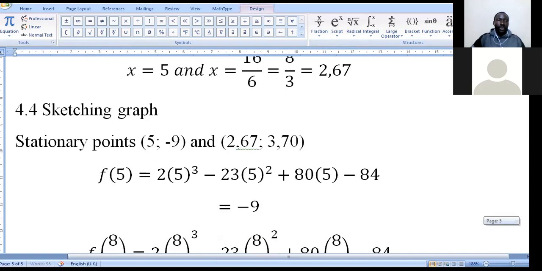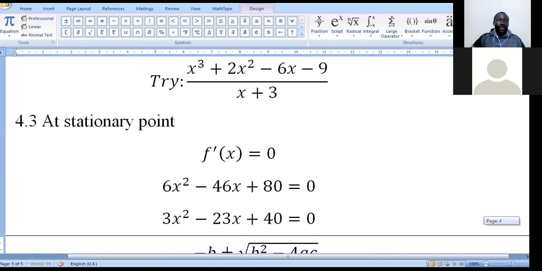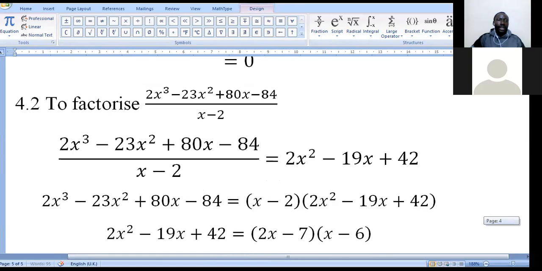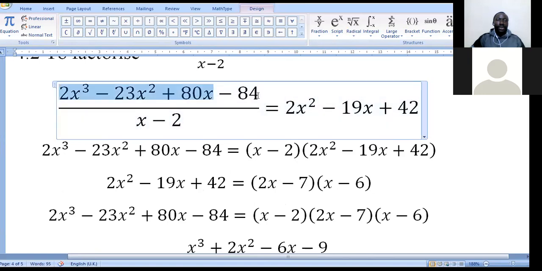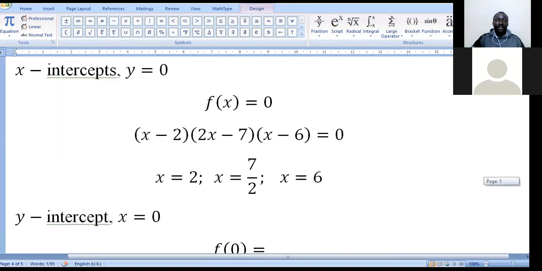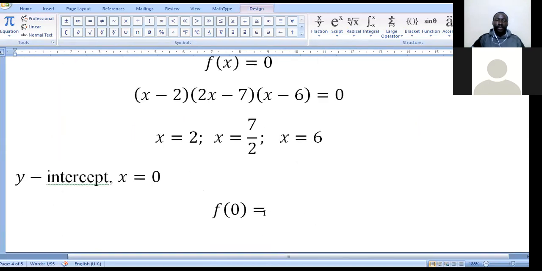So let's look through and see the original expression. The original expression is this one here. So when we put 0 for x, this will cancel, this will cancel, this will cancel. We are going to be left with what? Negative 84. So we put it down as negative 84.